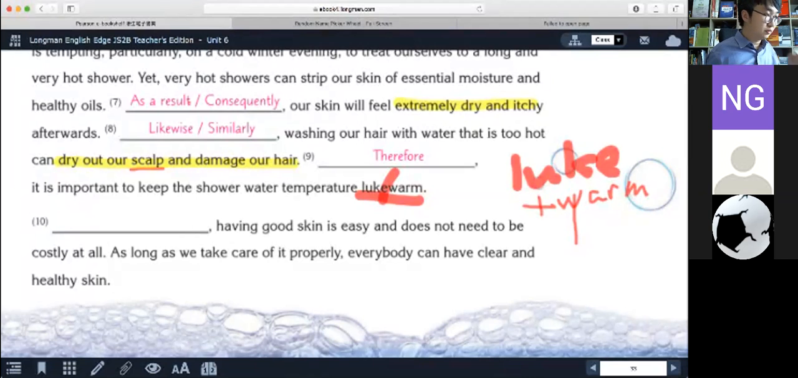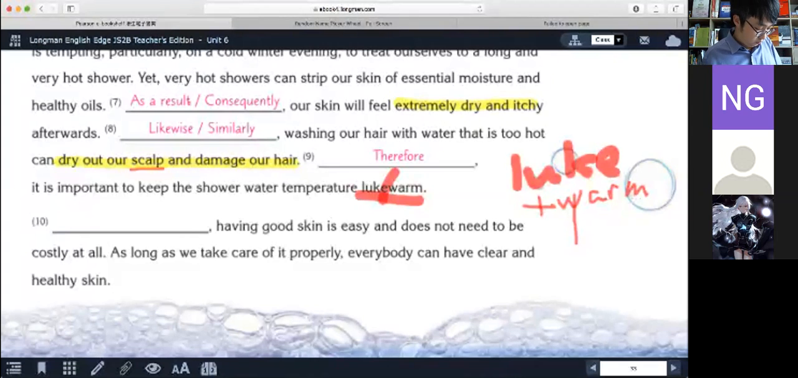In short, having good skin is easy and does not need to be costly at all, as long as part of it probably everybody can have clear and healthy skin. Yes, thank you, Coral. And this word is clear, not clean. Clear and healthy skin. All right. So your answer is in short. So let's see if you're correct. Yes, good. So we can put in conclusion, in short, or to summarize here.